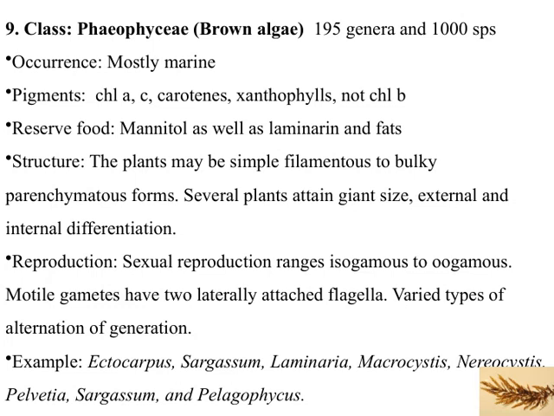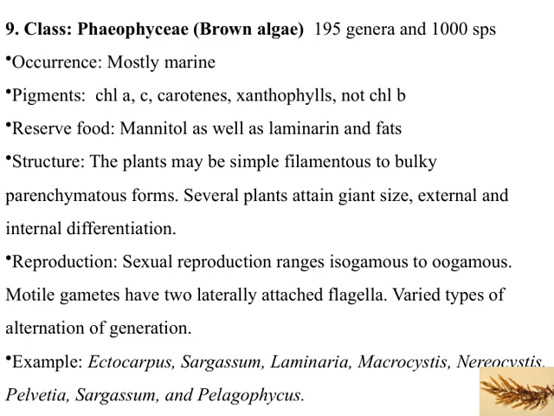Let's take a closer look at the class Phaeophyceae, commonly known as brown algae. This group includes about 195 genera and roughly 1,000 species, primarily found in marine environments. They are predominantly marine organisms, thriving in saltwater habitats.